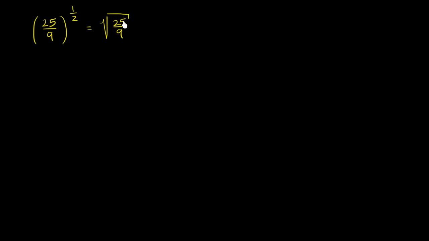Well, we know 5 times 5 is 25, and 3 times 3 is 9. So why don't we just go with 5 over 3? Because notice, if you have 5 over 3 times 5 over 3, that is going to be 25 over 9. Or another way of saying this, 5 over 3 squared is equal to 25 over 9. So 25 over 9 to the 1/2 is going to be equal to 5/3.